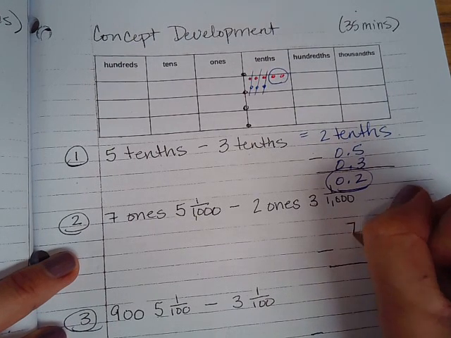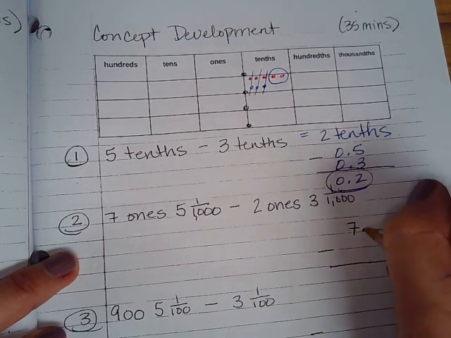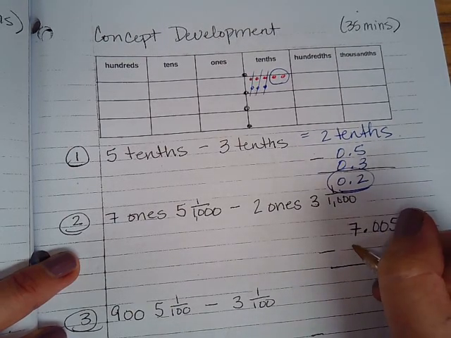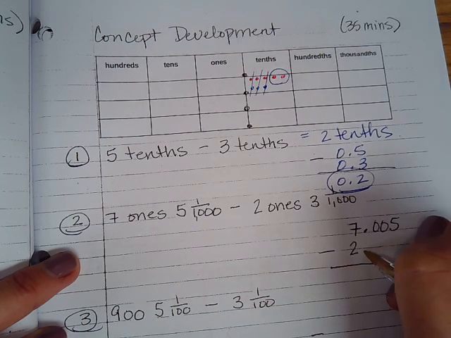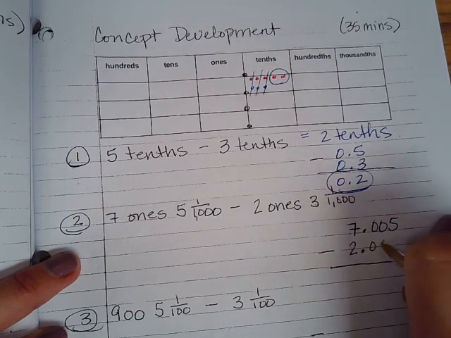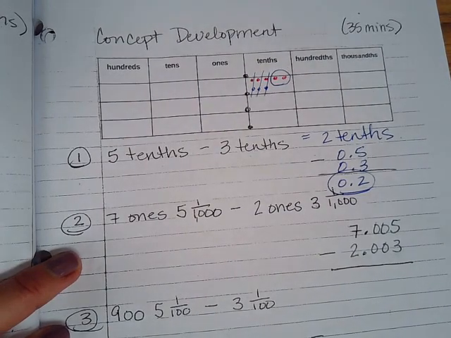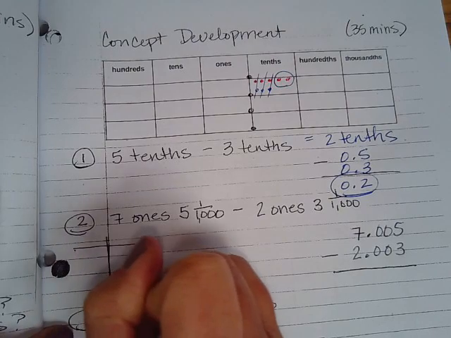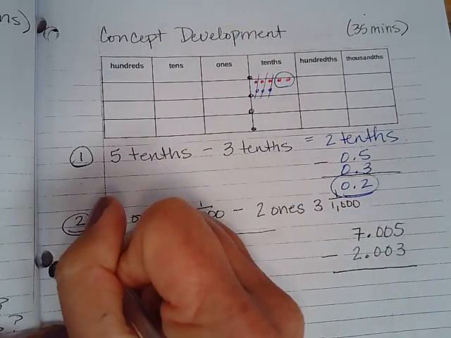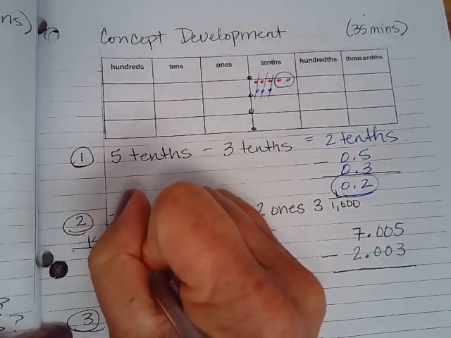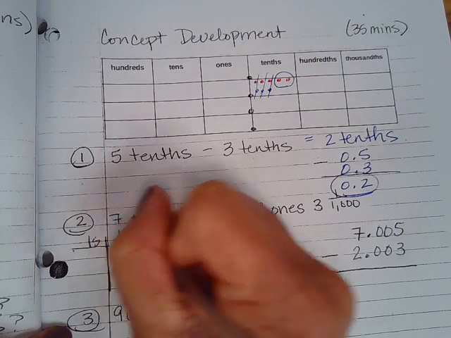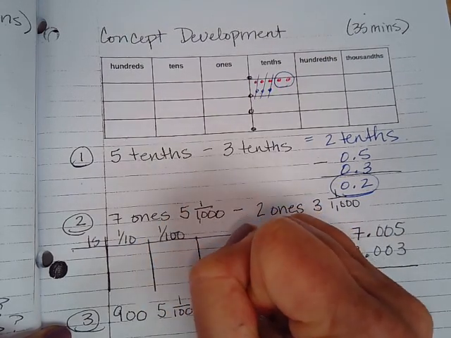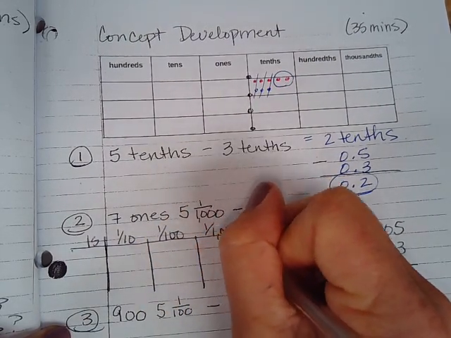So let me go ahead and write 7.005, and then I'm going to subtract. I'm going to take 2 and 3 thousandths away from that number. Now I can also represent this whole thing using a place value chart. So I can say ones, I can say tenths, I can say hundredths, I can say thousandths.